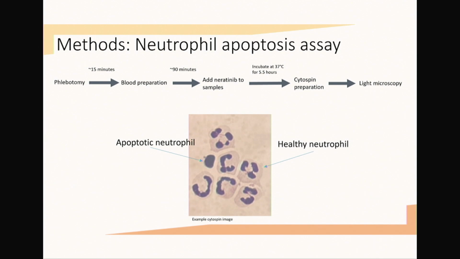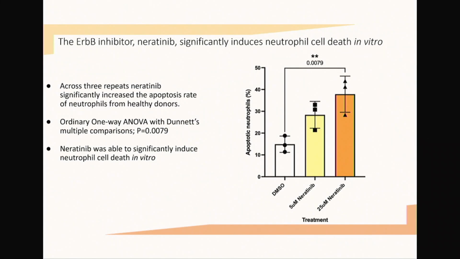You can see I've got a very nice, healthy neutrophil there, and then the apoptotic neutrophil is a little dark ball because it's starting to die. Using light microscopy, I can quantify the amount of dead and live cells in each sample. Using this, I've been able to find that my ERB inhibitor Neratinib is able to significantly induce neutrophil cell death in vitro. And this is dose responsive, so as the dose increases, it does kill more neutrophils. And this is a very clinically relevant concentration which I've been using, which has been used for cancers in the past.